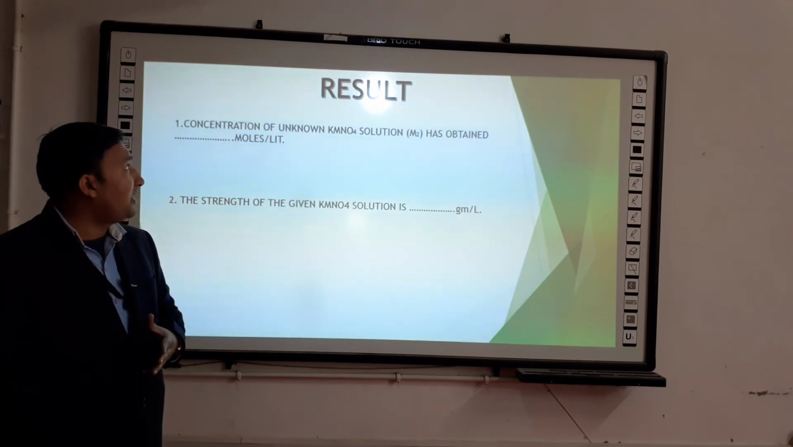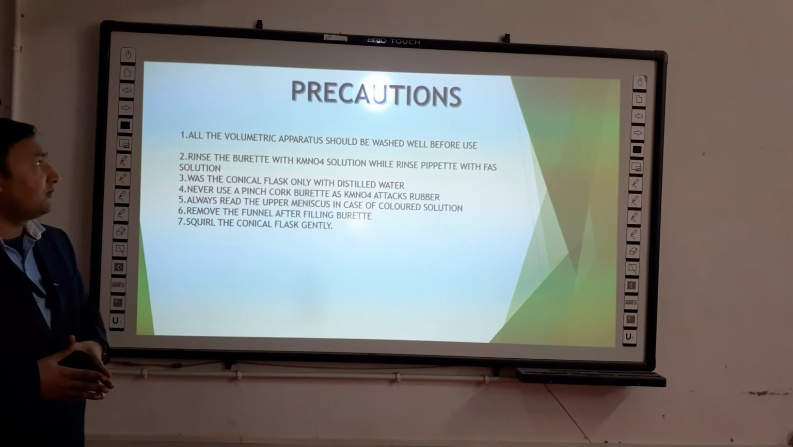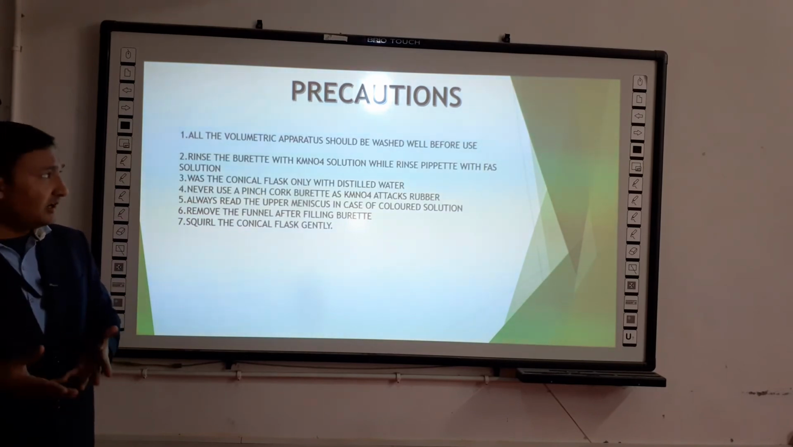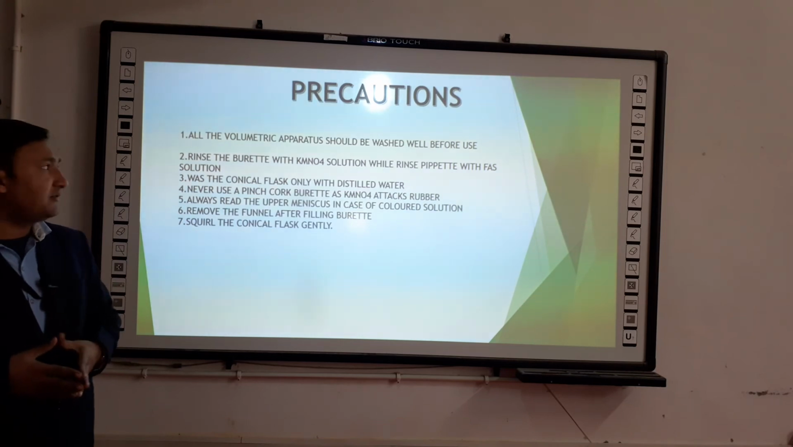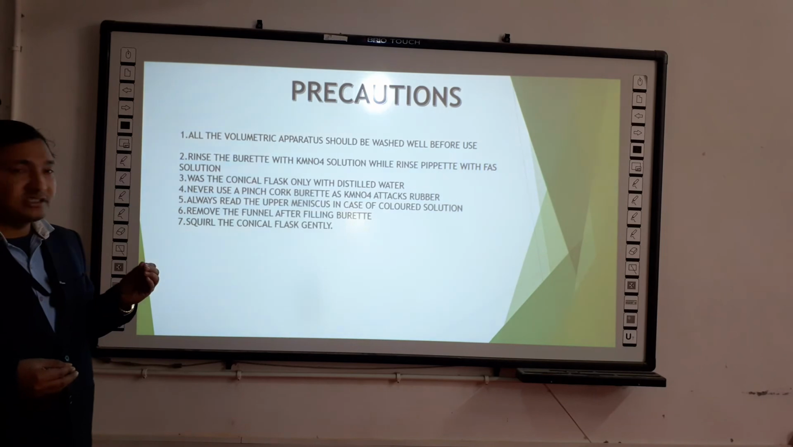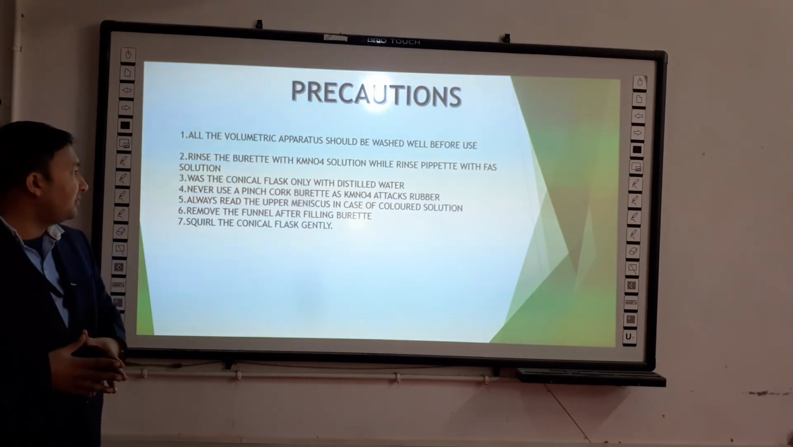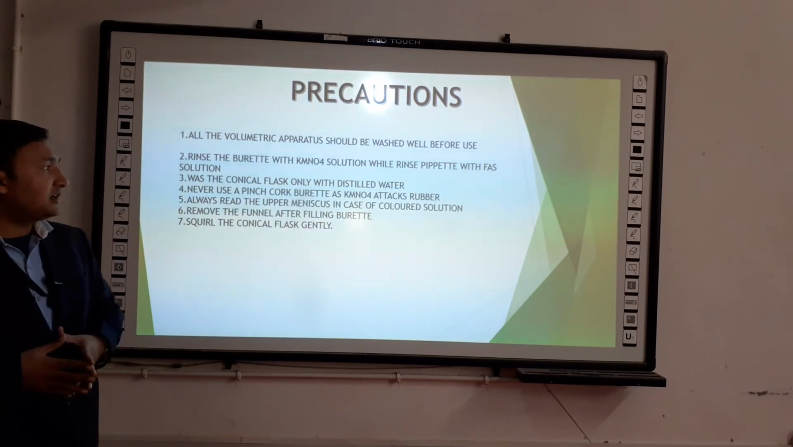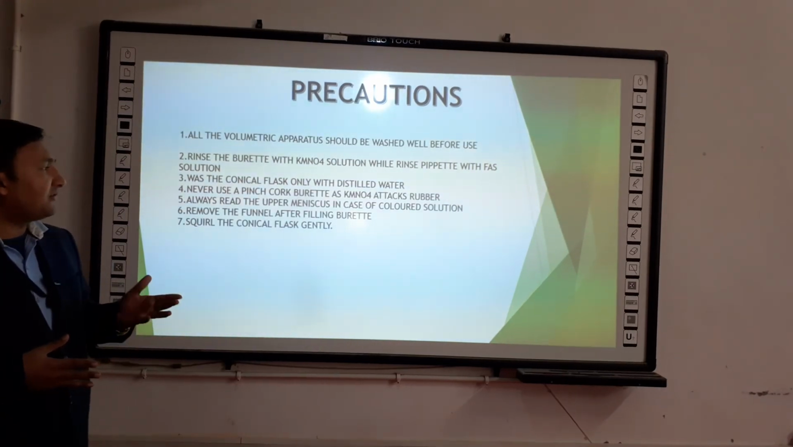So at the last moment, we want to give you some precautions. As we discussed, all the volumetric apparatus should be washed well before use. Rinse the burette with the KMnO4 solution and the pipette with the ferrous ammonium sulfate. The conical flask is not to be rinsed with the chemicals; rinse it with water. Never use a pinch cock burette as KMnO4 attacks rubber, and remove the funnel after filling the burette.